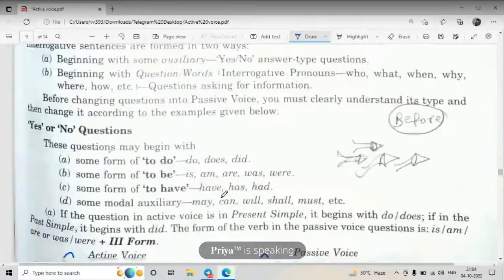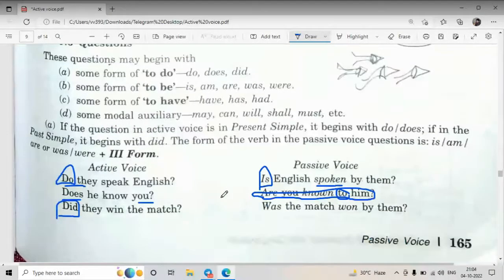So guys, anybody who has any doubt, you can ask me on all these points.